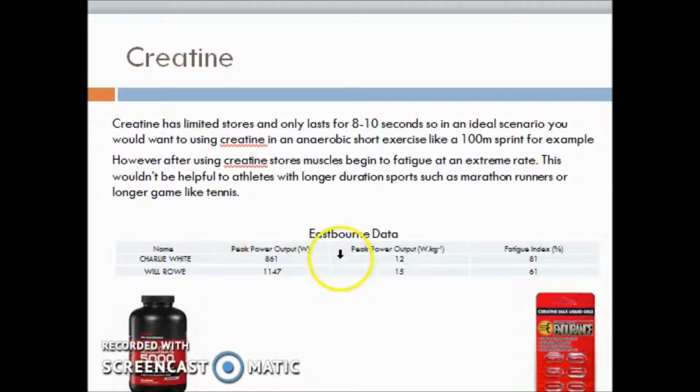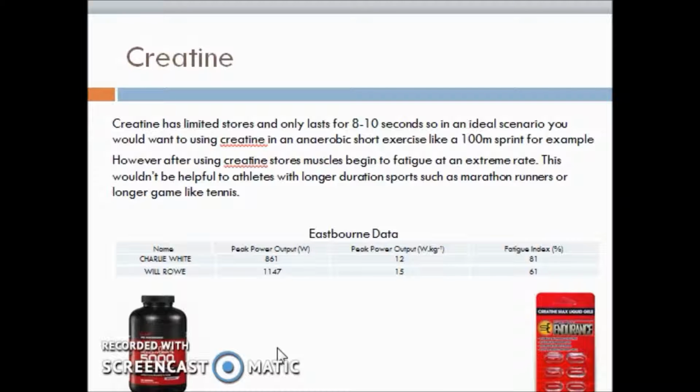We've got some data here. We took it down at Eastbourne, 2 performers, and you can see really that the data show that the person with the lower peak output might have fast glycolytic fibers, which means he'll fatigue quicker in comparison to the second athlete who had a much higher peak power output, but lower fatigue index, which could be due to the person having the right fibers, which is slow oxidative fibers.